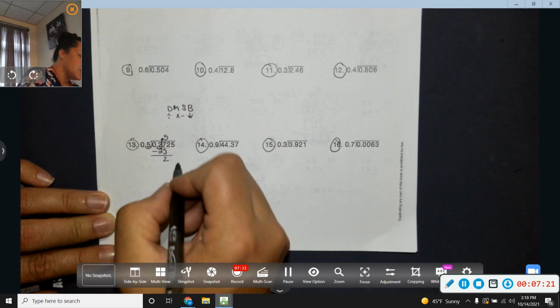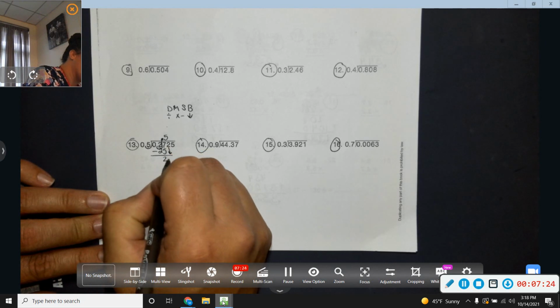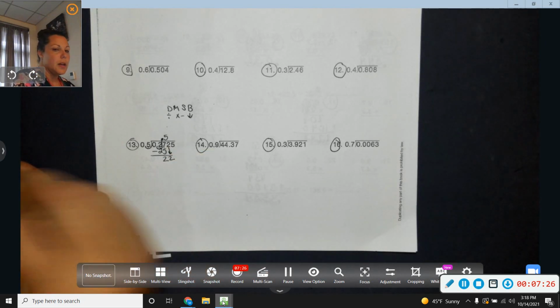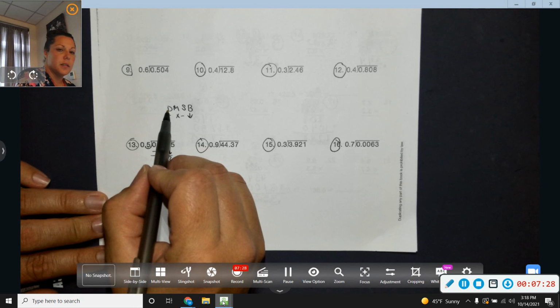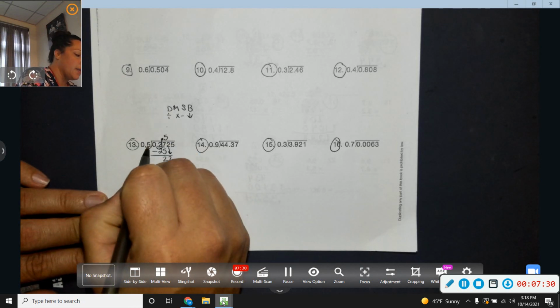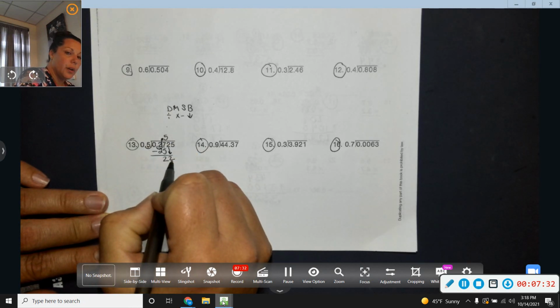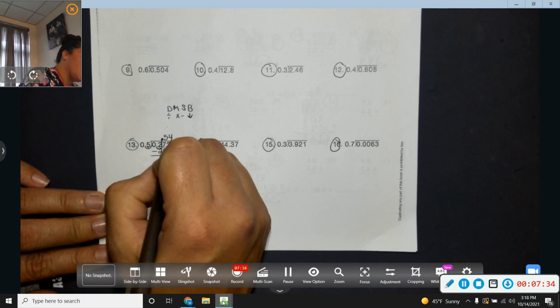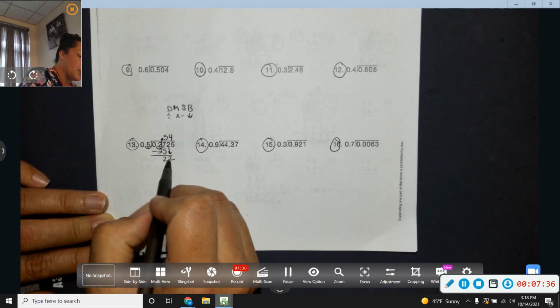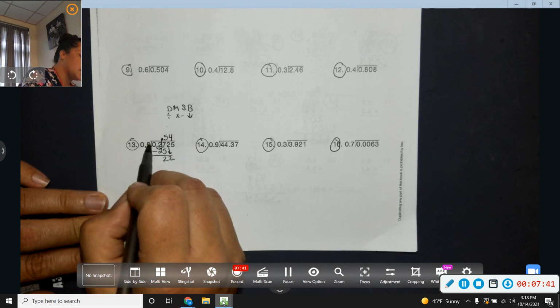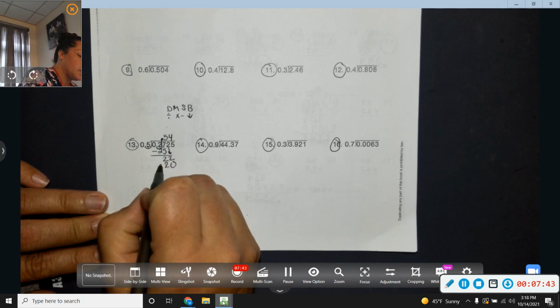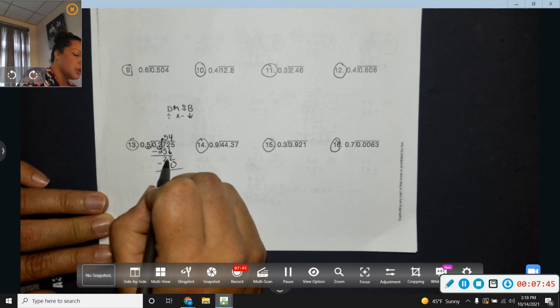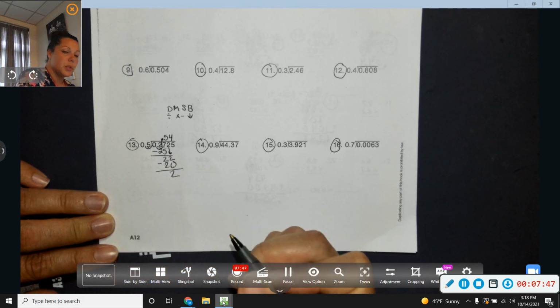Okay, so I bring down my next number, which is another 2. So I jump back to divide. 5 goes into 22. How many times? 4 times. I put it above my 2 because that's where I'm at. 4 times 5 is 20. Now I subtract. 22 minus 20 is 2.